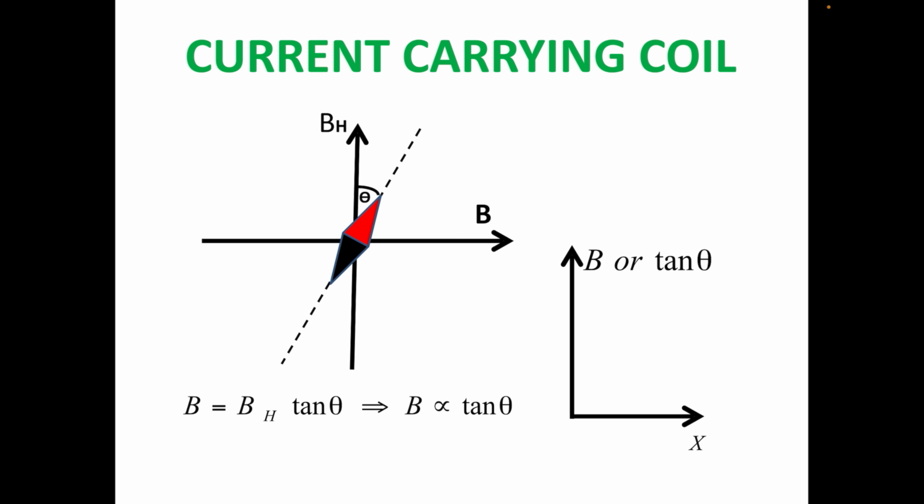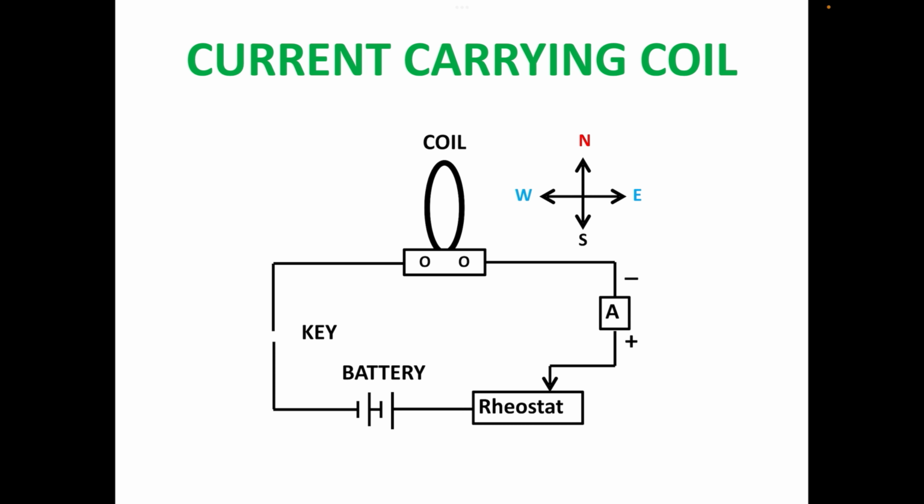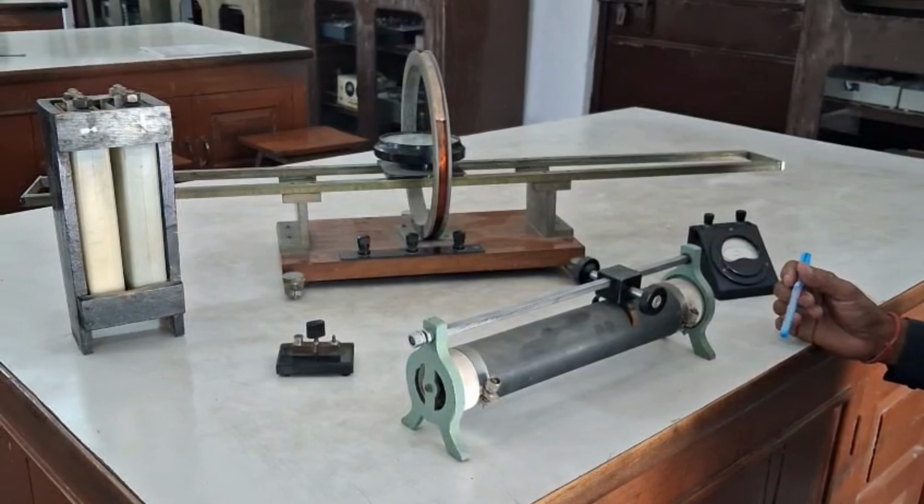As BH has a constant value, so magnetic field due to current carrying coil B is proportional to tan theta. Thus, variation in magnetic field due to current carrying coil B is same as the variation of tan theta with distance of point of observation from the coil. This is the required circuit diagram to study variation in intensity of magnetic field along the axis of a current carrying circular coil. Let me introduce the apparatus.